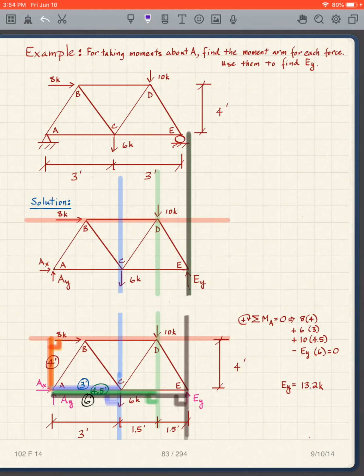So I want to find the moment arms. Well, the 8 kip load is like that. So what's the moment arm for the 8 kip load? Well, it's this distance right here. Because that's point A, the perpendicular distance for the 8 kip load is there. So I want this distance, which is 4 feet.